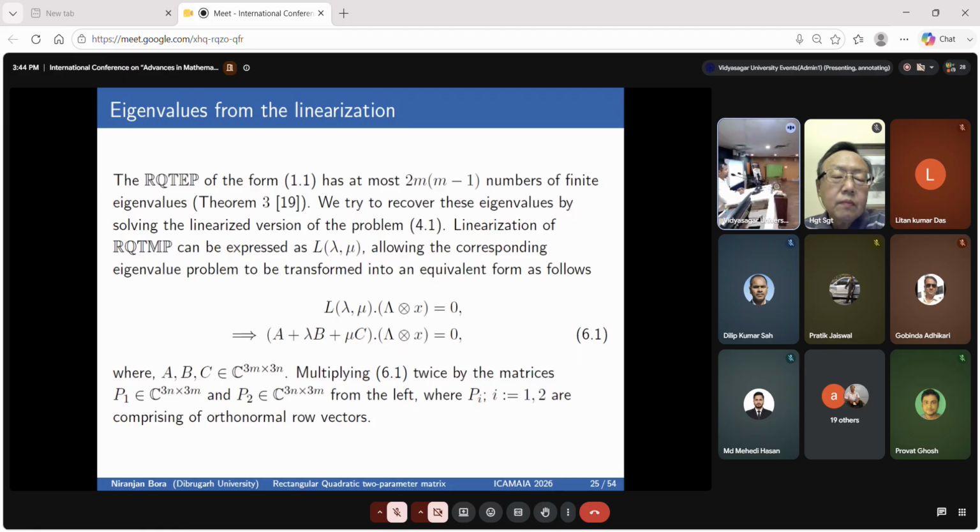Now the question is whether the eigen information of the original two-parameter polynomial and the linear expression are the same or not. Obviously, this is the same, because these two, the linear version and the original problem, have the same eigen information.